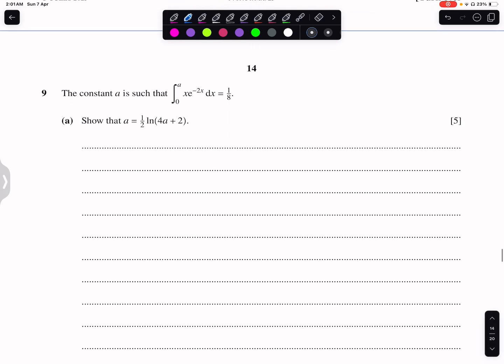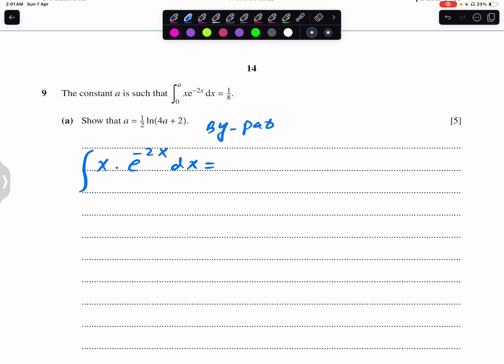So the next question is question 9. The constant a is such that its integral is this. Now show that a is equal to 1 over 2 ln of 4a plus 2. Now it's very easy to apply the by parts integral here. So let's write x times e raised to power minus 2x dx without limits and apply the by parts integration.